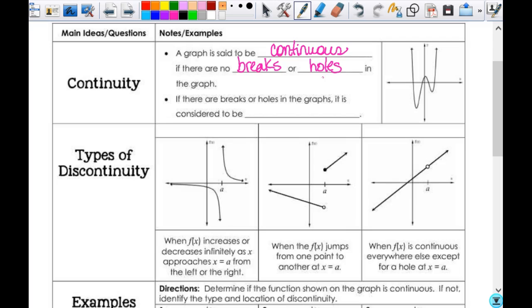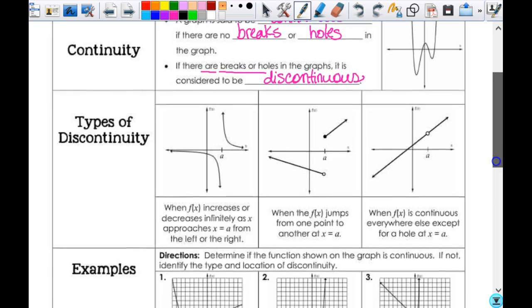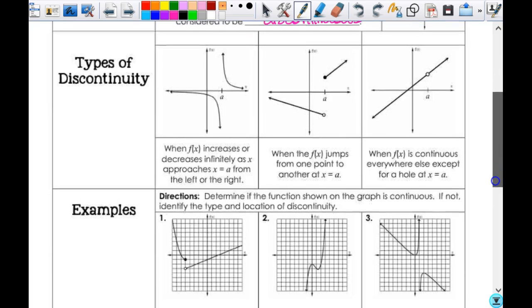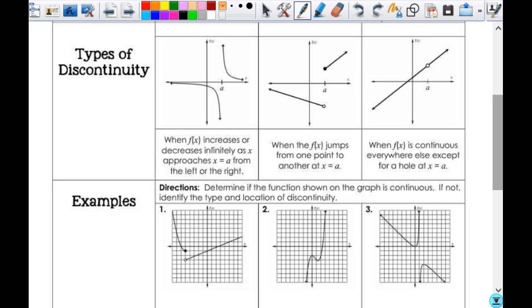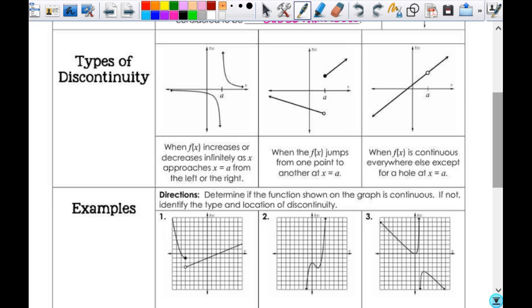So if there are breaks or holes in the graph, what do you think the opposite of continuous is? Discontinuous. Okay? Make sense? So it's either continuous or it's discontinuous. So it is or it isn't. So there are three main types of discontinuity that we're going to look at here. Now, a graph can have more than one at a time. It can have all three types at one time, or it can have them individually like they do in these examples here.